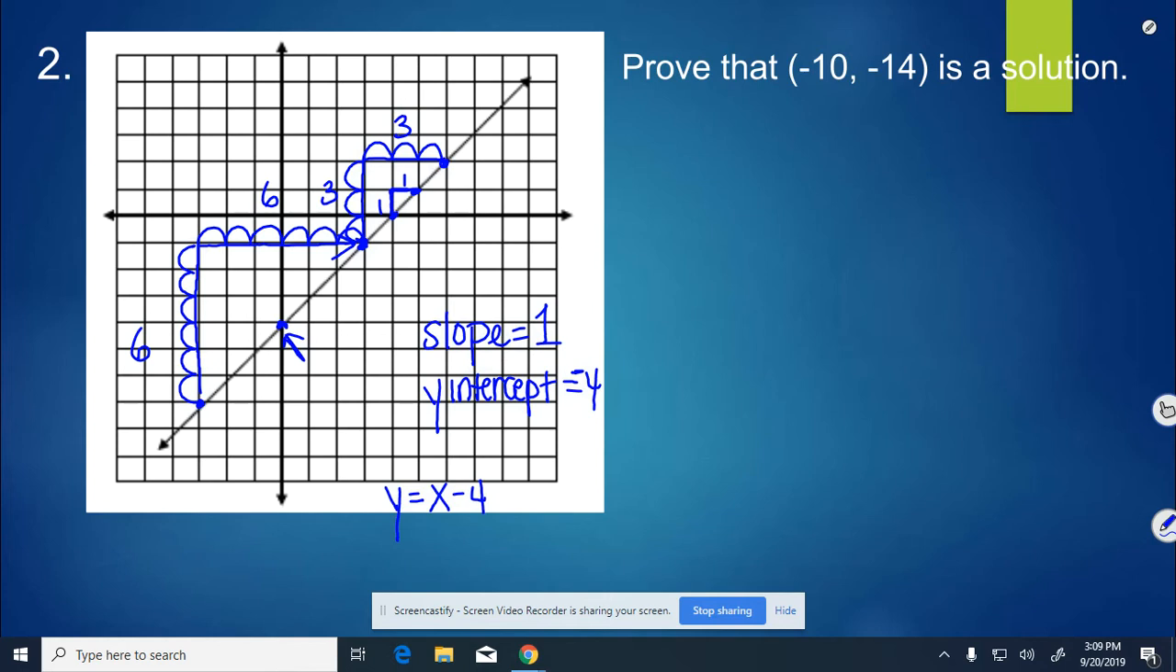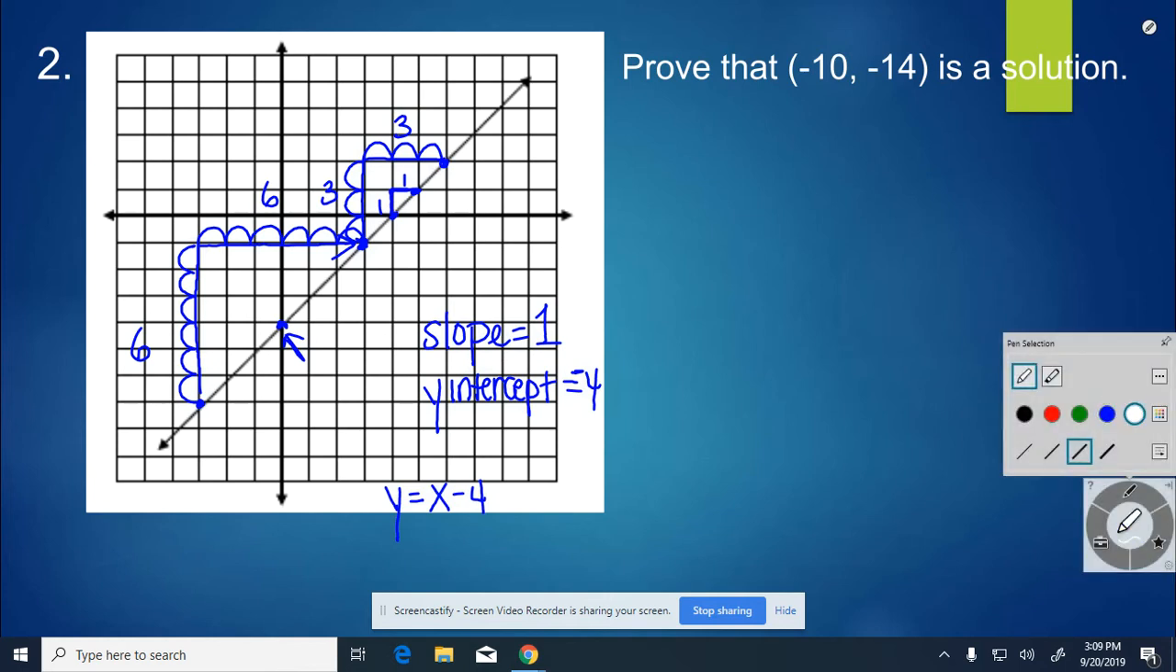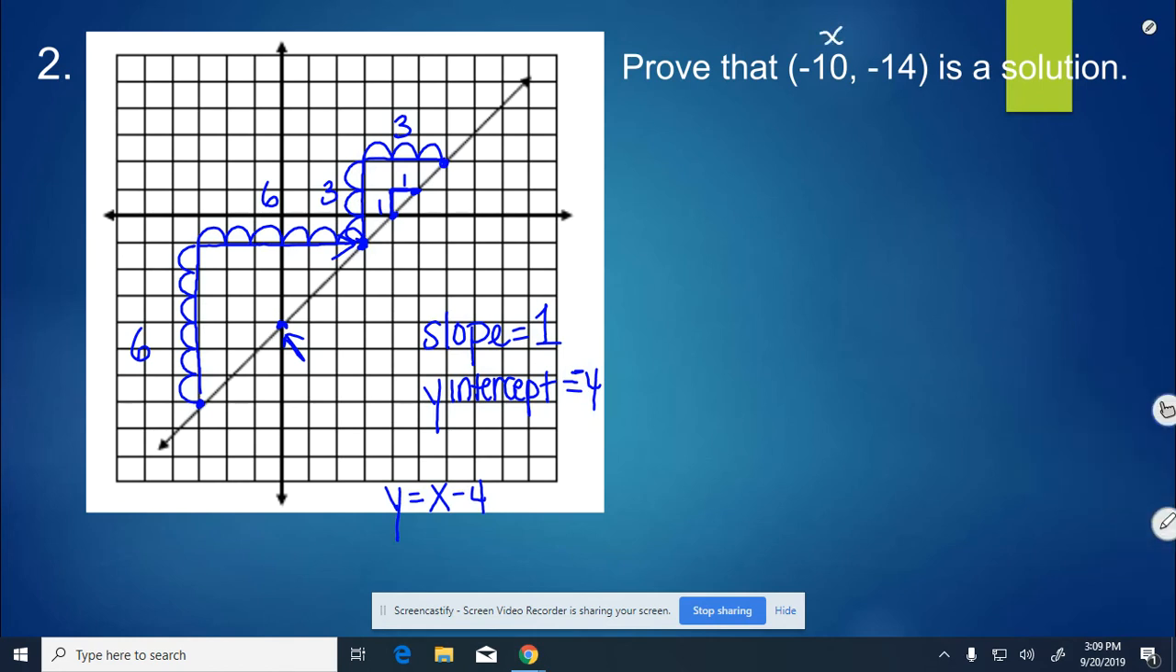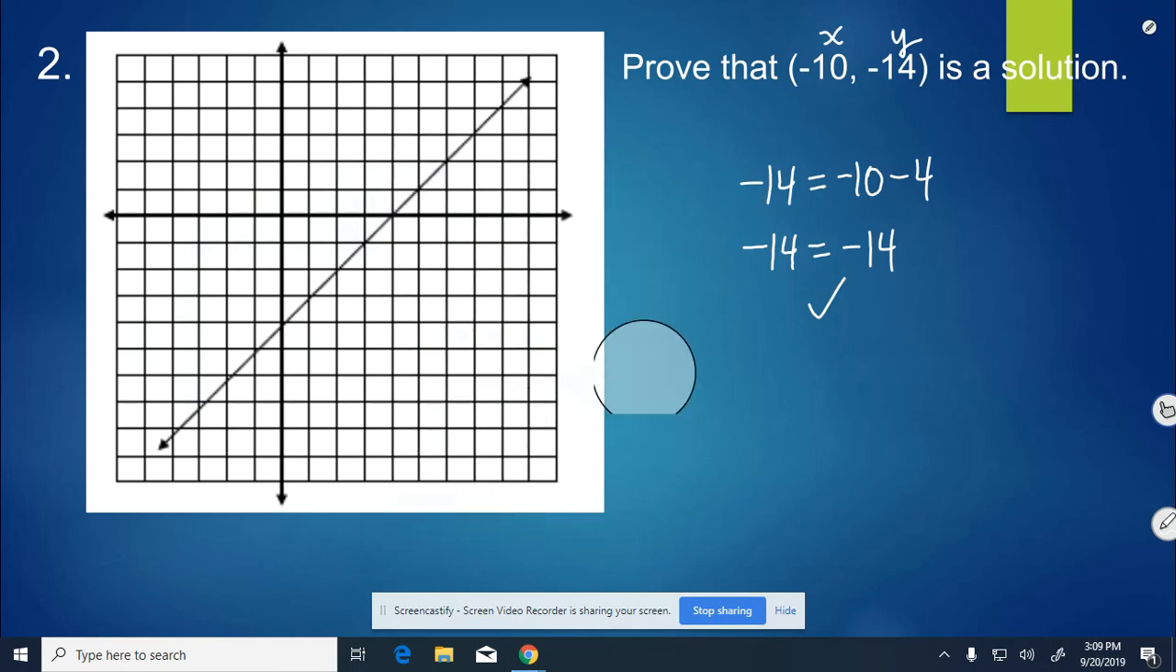All right, so now let's prove that that point -10, -14 would be on the line. So again, this is the x and this is the y. So we have -14 is equal to -10 minus 4. And -14 is definitely equal to -10 minus 4. So we proved that if our line continued and our coordinate plane was larger, we would have that as one of the points on the line. All right, let's continue.